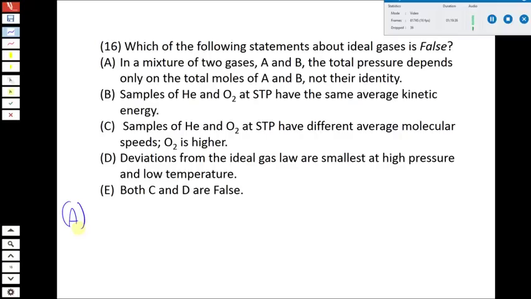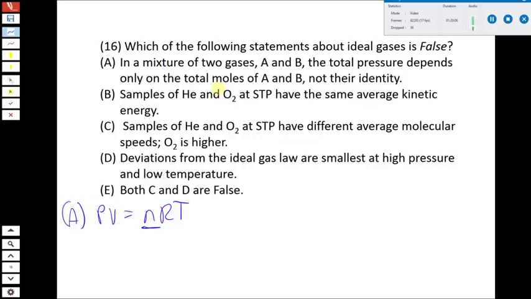In a mixture of 2 gases A and B, the total pressure depends only on the total moles of A and B, not their identity. And this is going to be true for any situation involving ideal gases, because PV equals nRT. It just depends on number of moles. It doesn't depend on what the gases are or how many of them are mixed together. All you need is total number of moles. So in a mixture of gases, the total pressure is determined by the total moles of gas. It doesn't matter which gases they are. It doesn't matter what the ratio that they're mixed together in is. It's just determined by total number of moles.